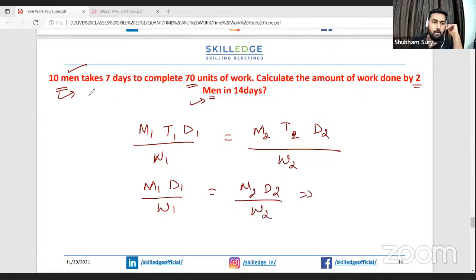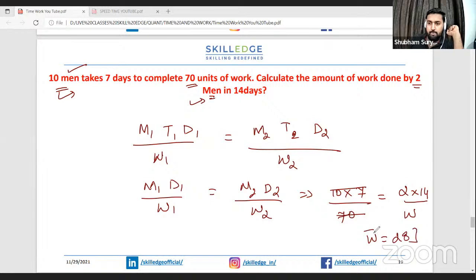Okay. Now, 10 men take 7 days to complete 70 units of work. 2 men in 14 days will be able to complete, let's say, W units of work. 70 and 70 goes, so the value of W comes out to be 14 into 2, which is 28. So 2 men in 14 days will be able to finish exactly 28 units of work. Good job. काफी लोगों के आंसर्स आए हैं, बहुत अच्छे. चलिए फटाफट से चलते हैं अगले क्वेश्चन की तरफ. ये तो आप सब सीखा है लगता है.